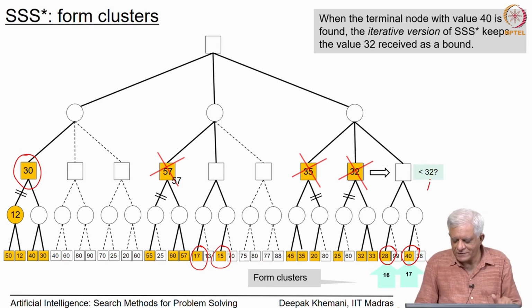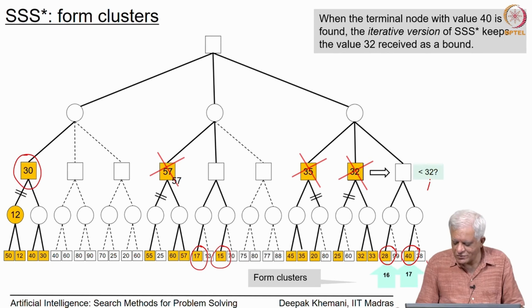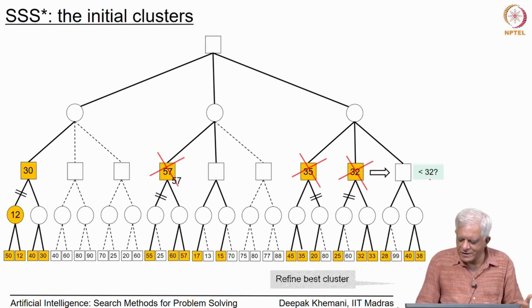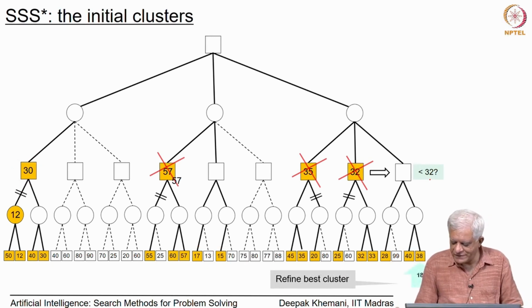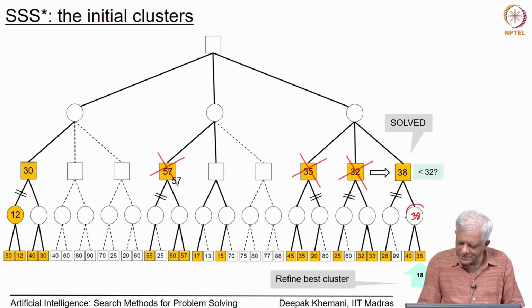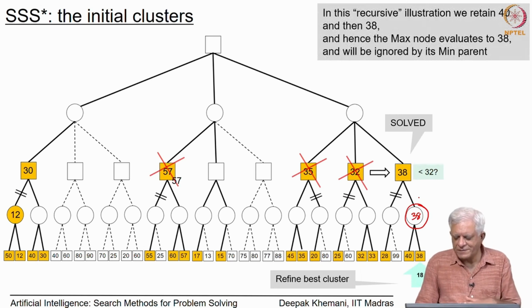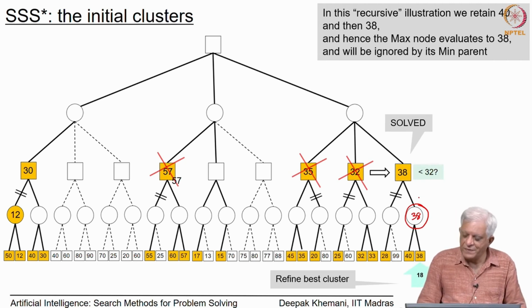So, in the iterative version of the algorithm, this will also get stored with a value of 32, but in the recursive more abstract algorithm, it will get a value of 38, and then it is the last child. So, its parent would get solved, which is the min node, and once a min node gets solved, its parent gets solved with a value of 38. So, this is what would happen if you were to take a recursive view. In practice, keep in mind that this will get a value of 32.